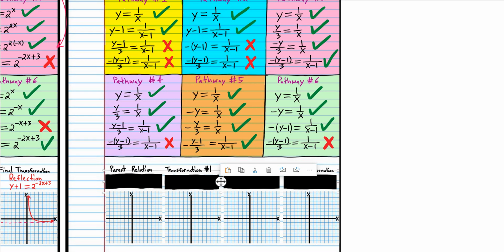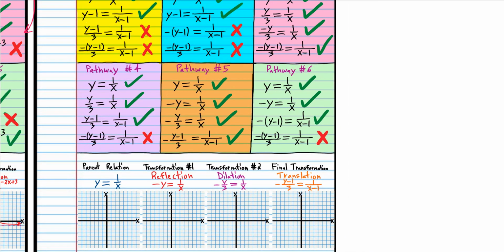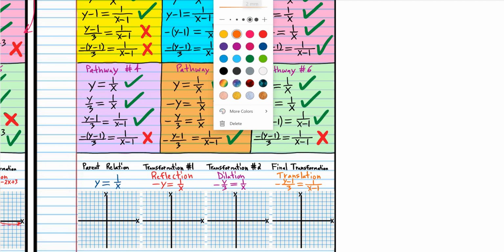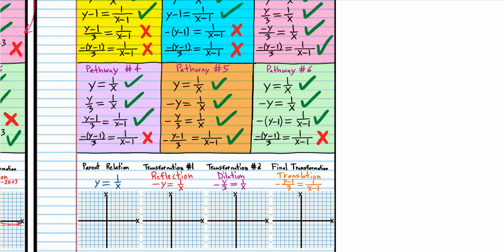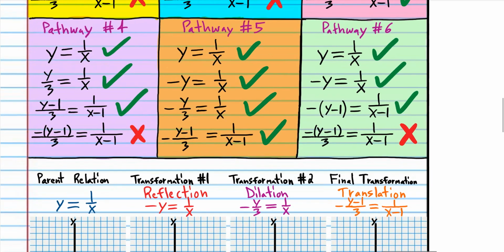So let's unveil the pathway that we're going to use. We're going to start with reflection, and then we're going to dilate, and then we're going to translate in the last step. Now notice I didn't write parentheses here. You actually don't need to write parentheses.